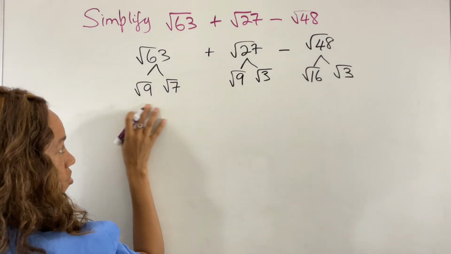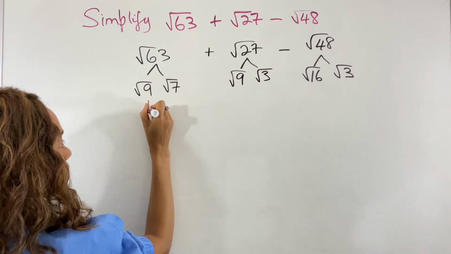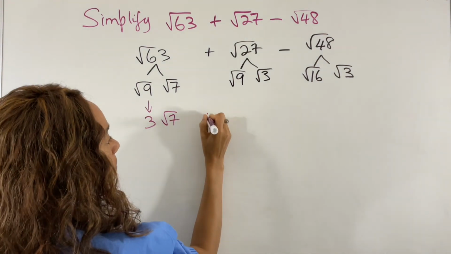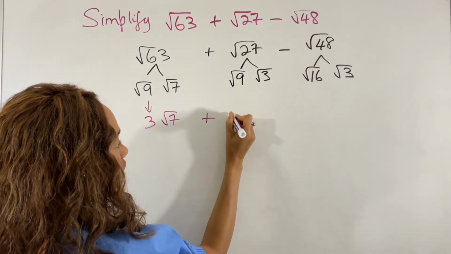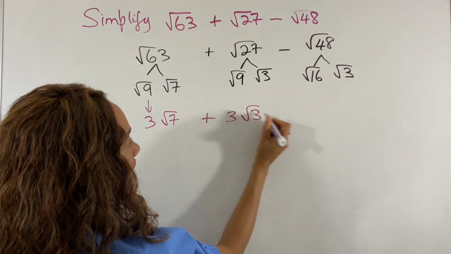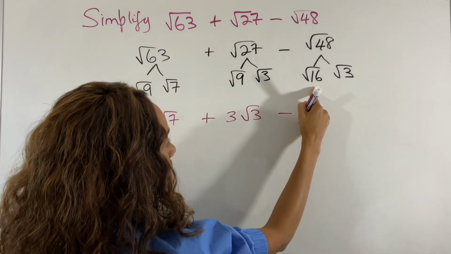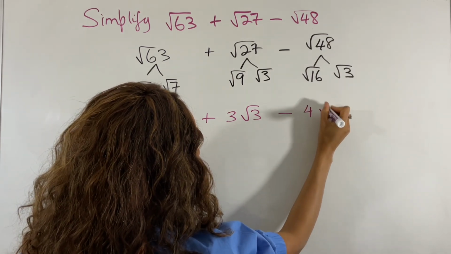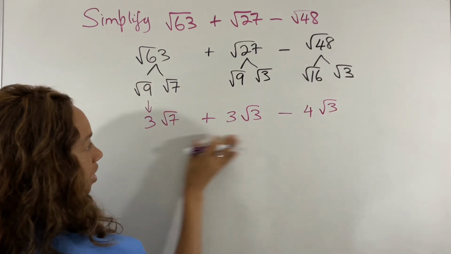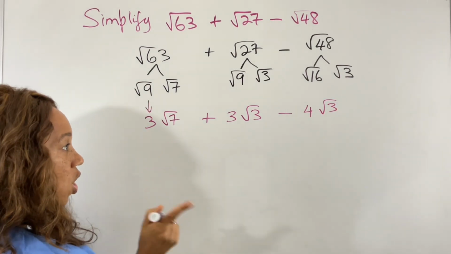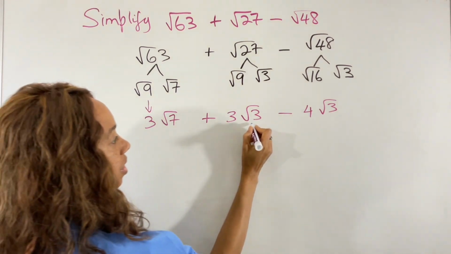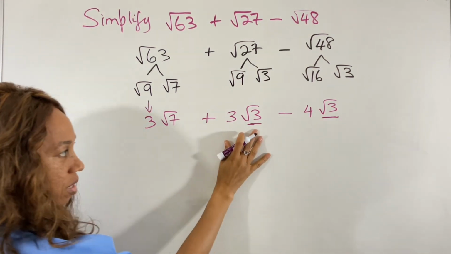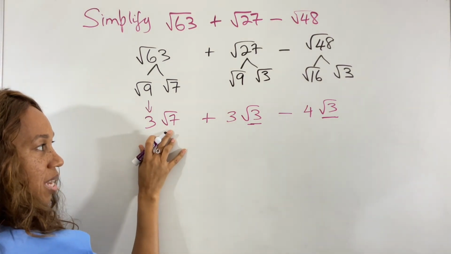So let's put this together. Radical 9 is going to be 3 when you simplify it. So you have 3 radical 7 here, plus radical 9 is going to be again 3 radical 3, and subtract radical 16 is going to be 4, or you can say square root of 16 is 4, and this is what we have. So you will notice that only these two terms have the same radicand. Radicand 7 is different here.